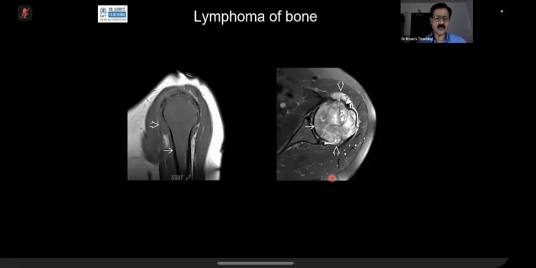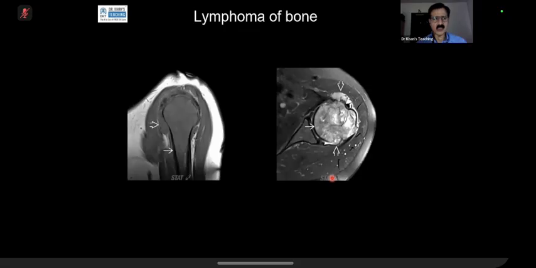Please remember, usually on a T1 weighted sequence, fatty marrow is bright. And fat is our friend there in the bone. And if you lose fat, it means problem. But then comes the fine touch that it should be lower than the adjacent muscle, or lower than the adjacent intervertebral disc in the case of spine.